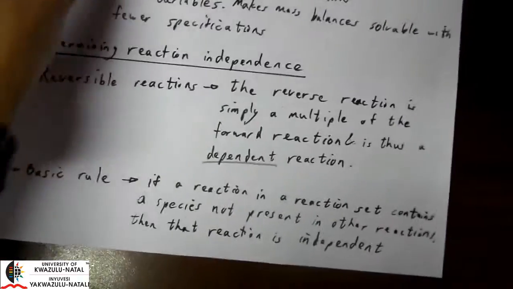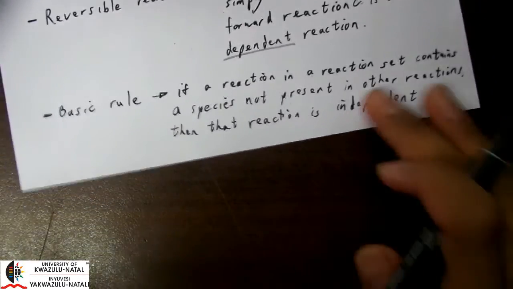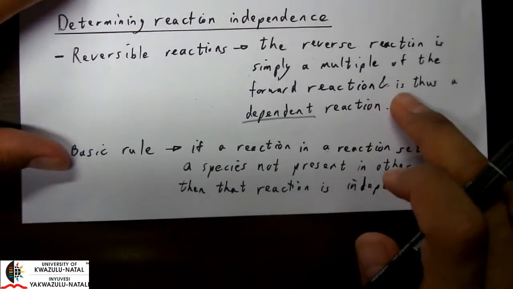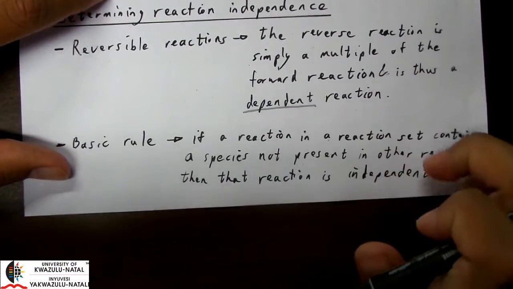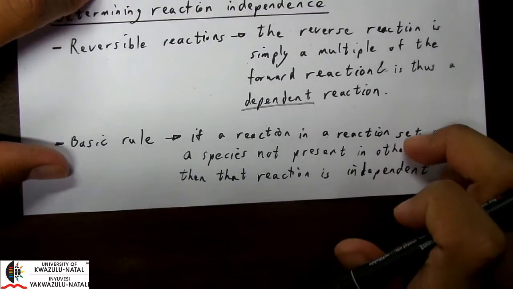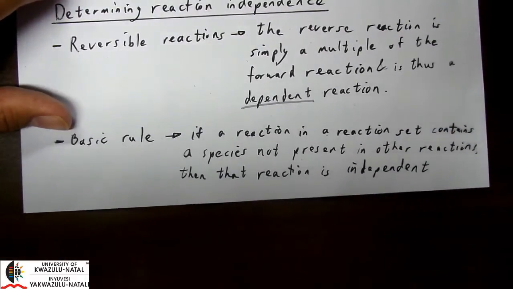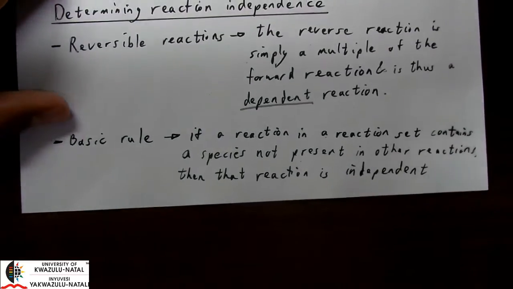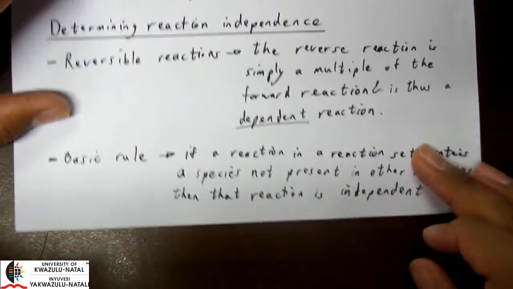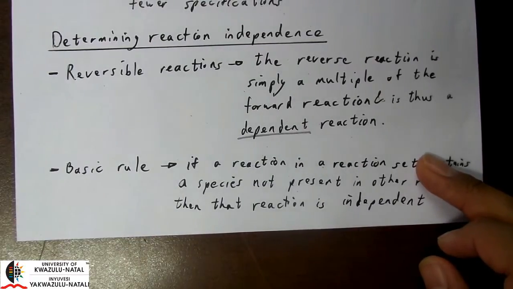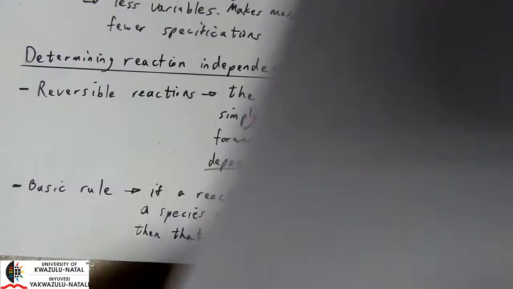However, what if it's not so easy? What if I have a reaction set where all of my species occur in all of my reactions? Okay, so what do we do then? How do we establish independence then? So we are going to look at a more rigorous approach, okay, and that is the use of Gaussian reduction.